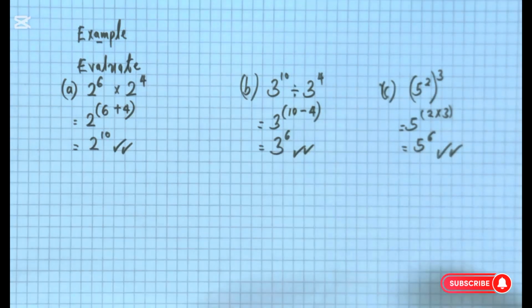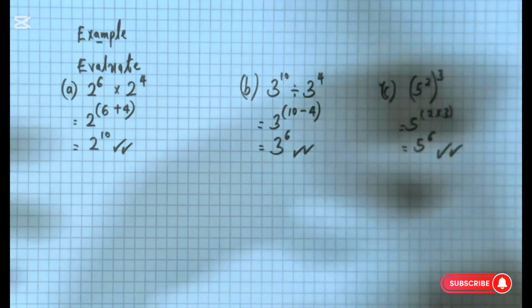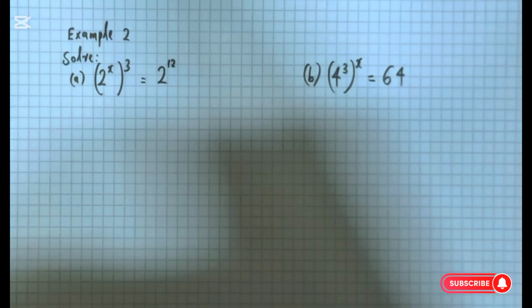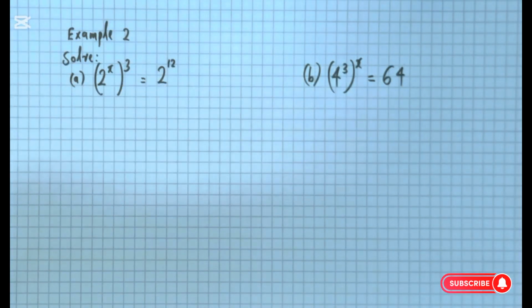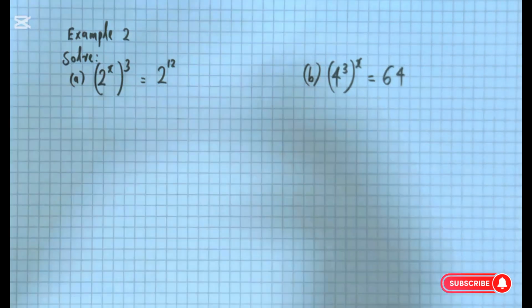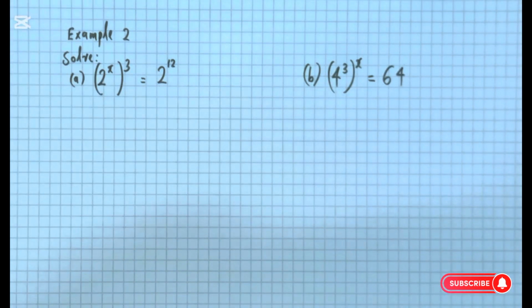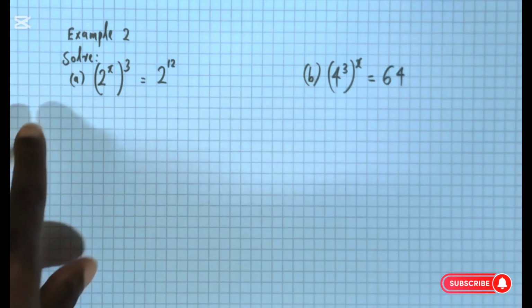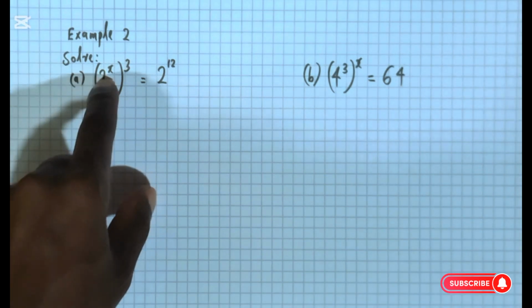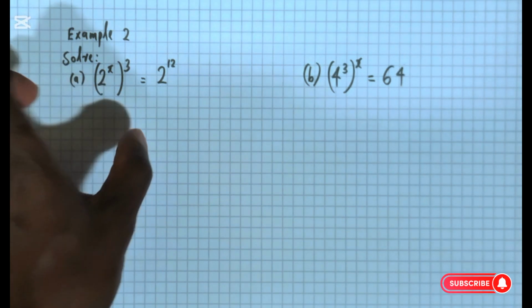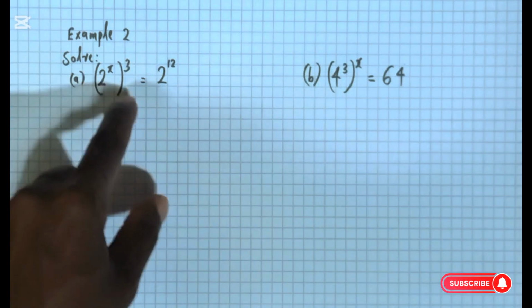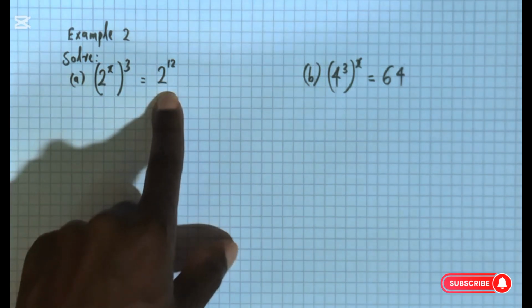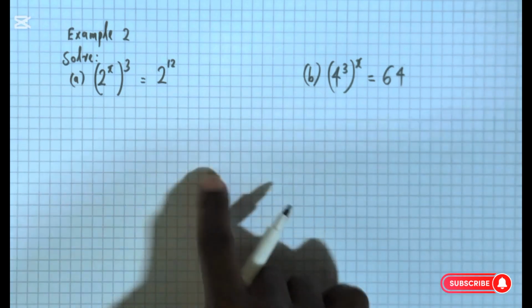Let us solve the last set of problems under this, then we call it a day. I hope by now you are already seeing this in action and getting to understand it even better. For our last example, we have to apply the knowledge of indices to find values of unknowns. So in the first problem, we have 2 raised to x, then the whole index raised to 3, and that should be equal to 2 raised to 12.